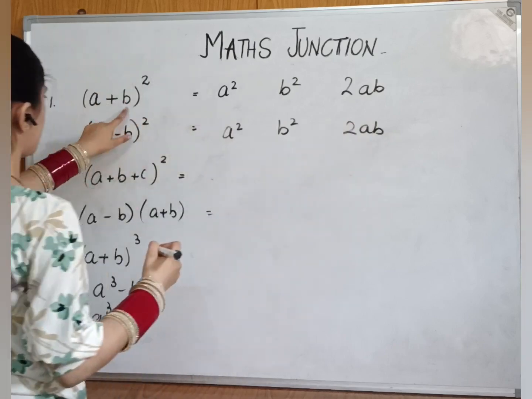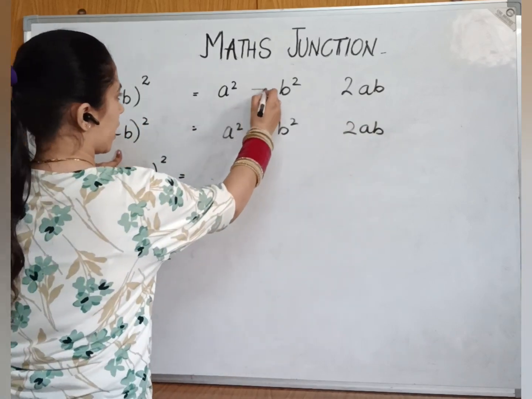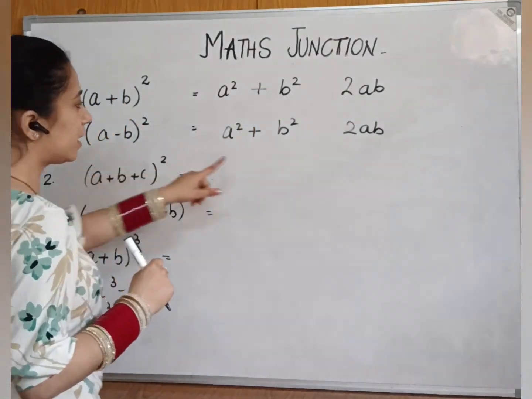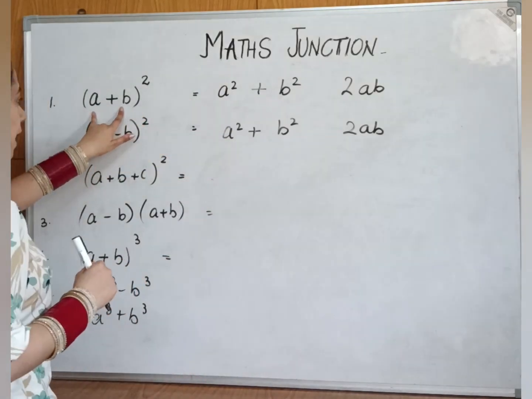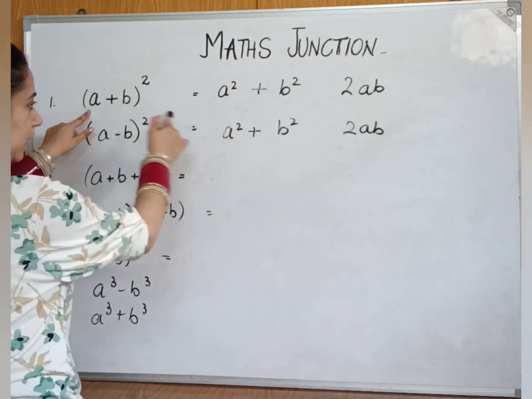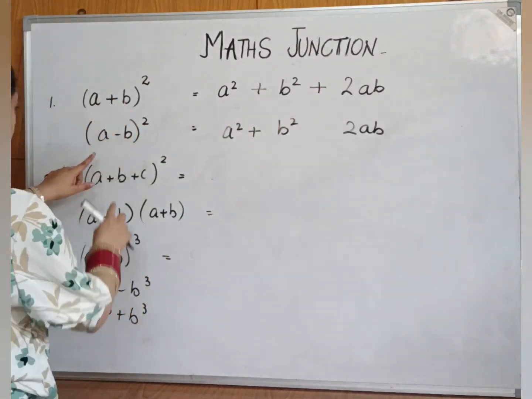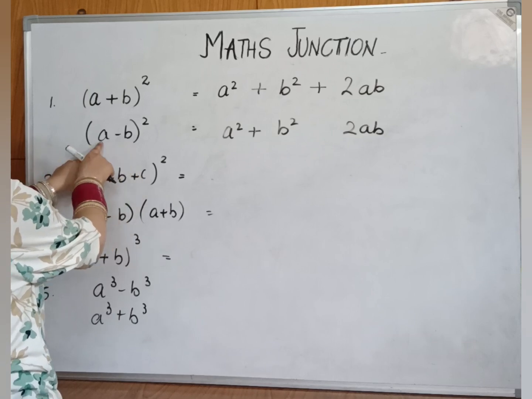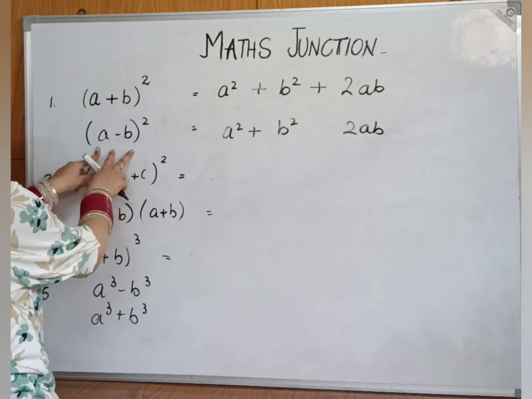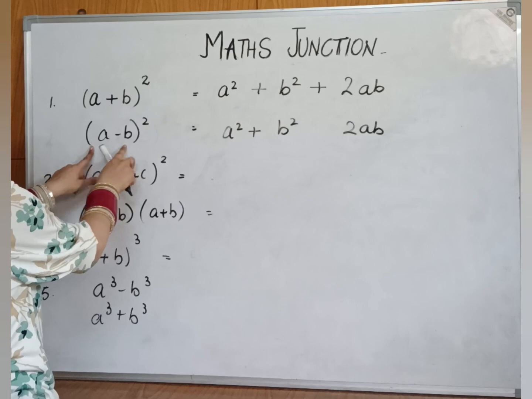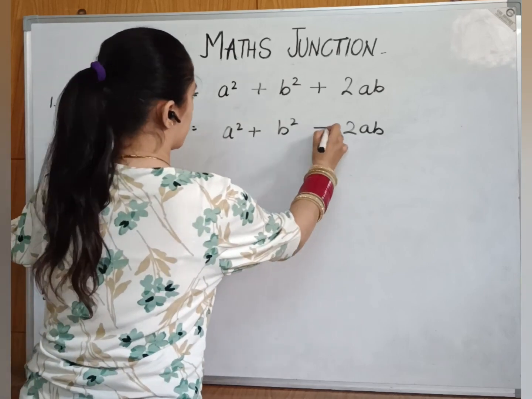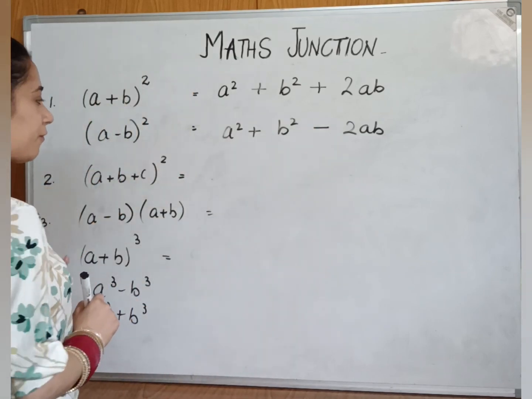Now, whatever their signs are, we don't care. The square parts are always positive. When it comes to the product, if the signs are the same, either both positive or both negative, the product is always positive. If the signs are different, like if a is plus and b is minus, or a is minus and b is plus, the product is always negative. So this is the first case.